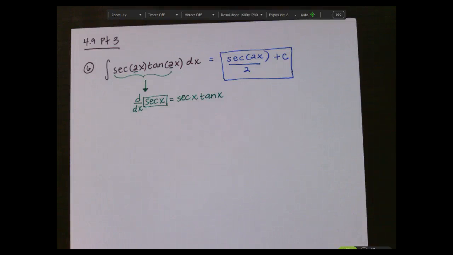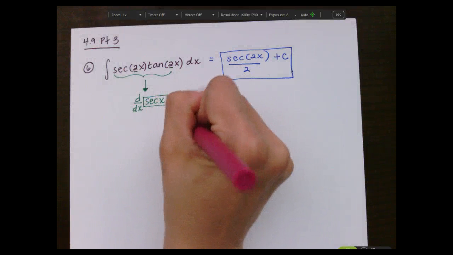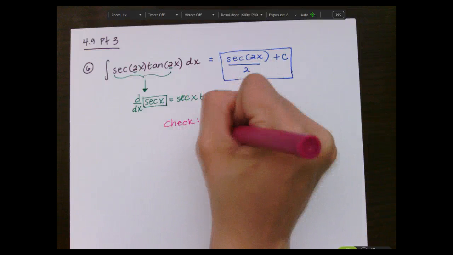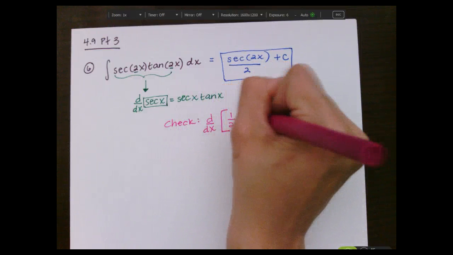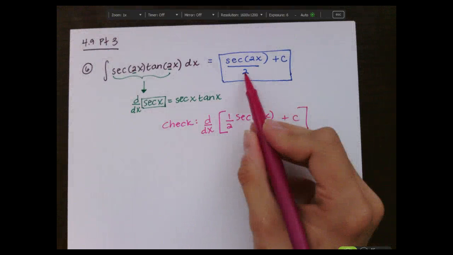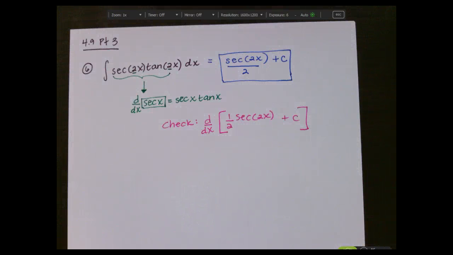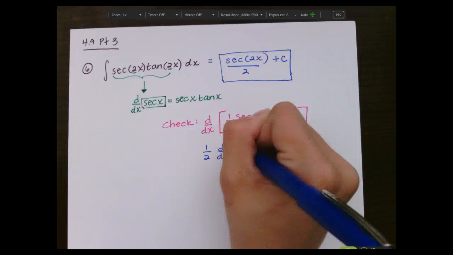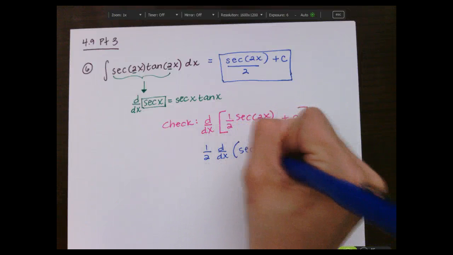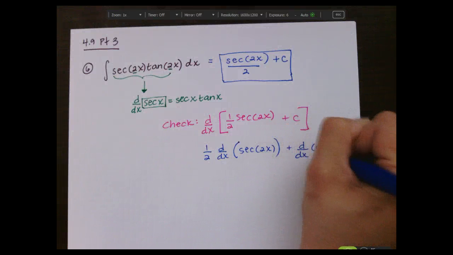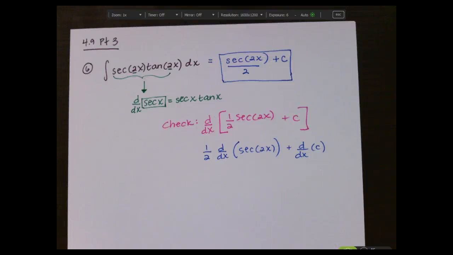So I want to give this a quick check. Let me take the derivative of 1/2 times the secant of 2x plus c. Notice that I can divide the whole thing by 2, or I can multiply it by 1/2. It means the same thing. In order to do that, I can take my 1/2 and factor it out, and I can separate this into 2 terms and take the derivative of each term.